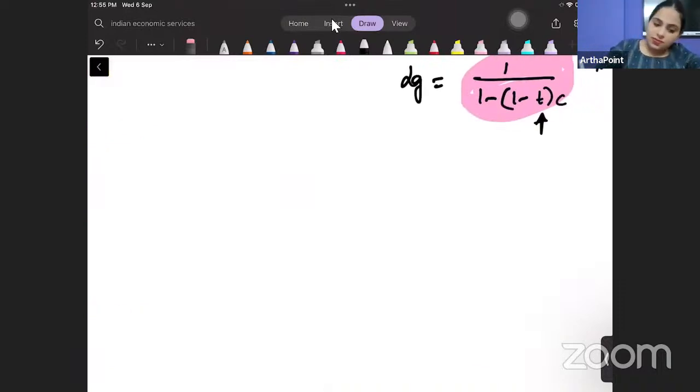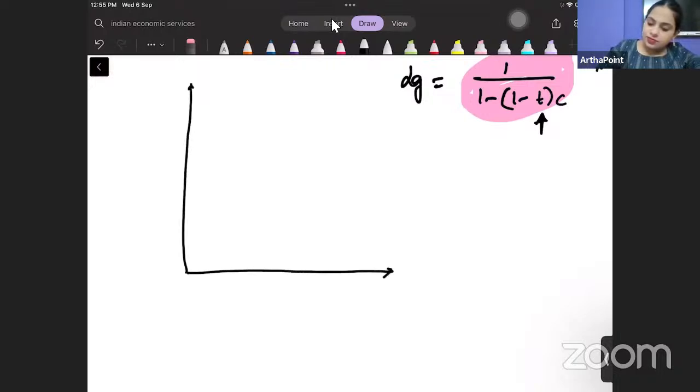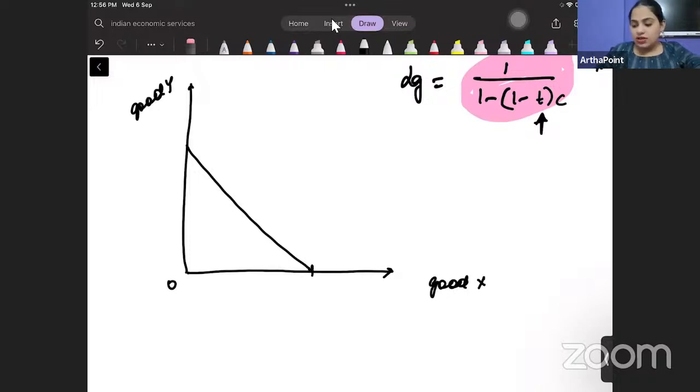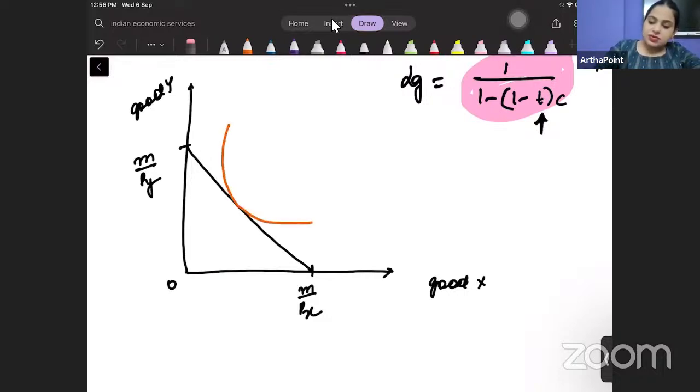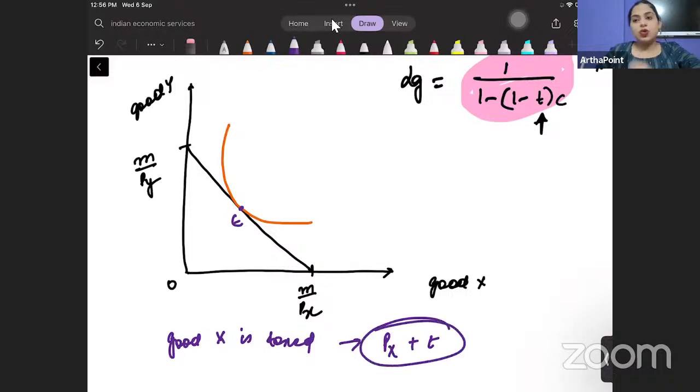Go back to microeconomics. Let's say this is my budget line. This is good X. This is good Y. How do we draw a budget line? Yahan pe we will have M by PX and here we have M by PY. Here, suppose my initial equilibrium, that is here at point E. Now, suppose I tell you good X is taxed. So price of good X increases to PX plus T. Good X को हमने tax कर दिया. So my budget line will pivot inwards क्योंकि सिर्फ good X का price change हो रहा है. Here I will have M by PX plus T.